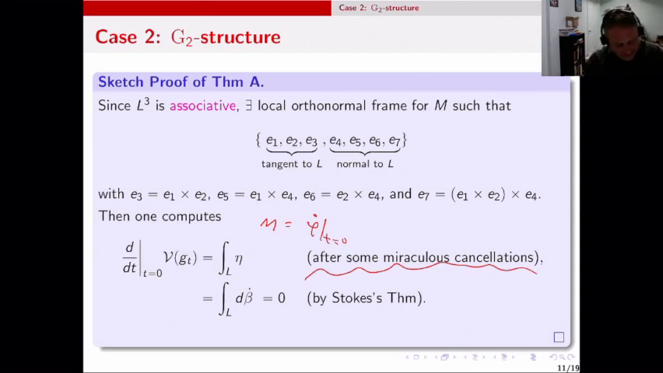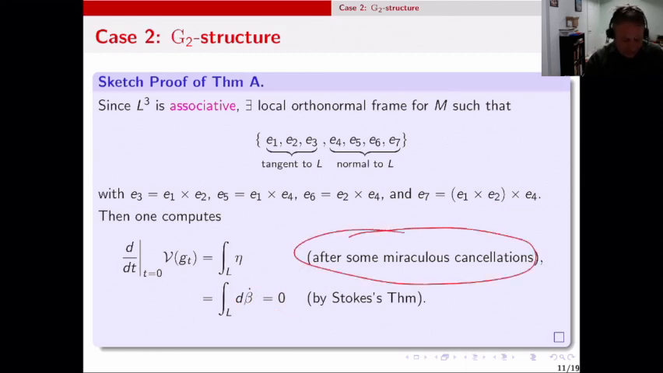And the reason I want to emphasize it is because when we get to the spin 7 case, something very interesting is going to happen, and I'm going to come back to this, that there's some really miraculous cancellations that are making this work out exactly right. And since eta is d beta dot, we have something exact, and therefore we get something 0 by Stokes' theorem, because L is compact without boundary. Okay, so I'm hiding all the hard work in here.